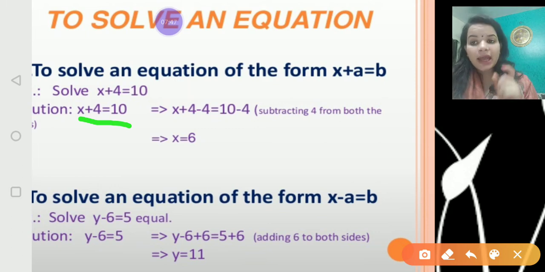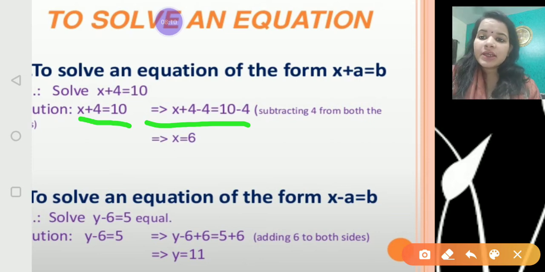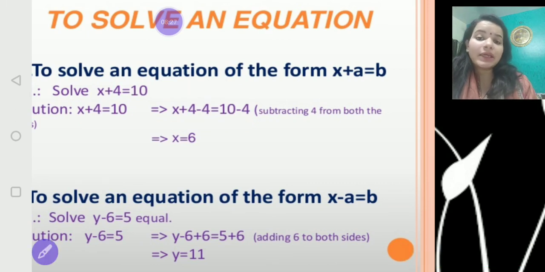So here x plus 4 is written. So what will we do? We will do minus 4. We will subtract 4 on both sides. As in the next step you can see, we have subtracted 4: x plus 4 minus 4 equals 10 minus 4. We have done minus 4 on both sides. So this plus 4 and minus 4 will be cancelled out. It will become 0. You will be left with x equals 10 minus 4, that is equal to 6. So you will get the answer as 6. So in this way you have to use inverse operations.